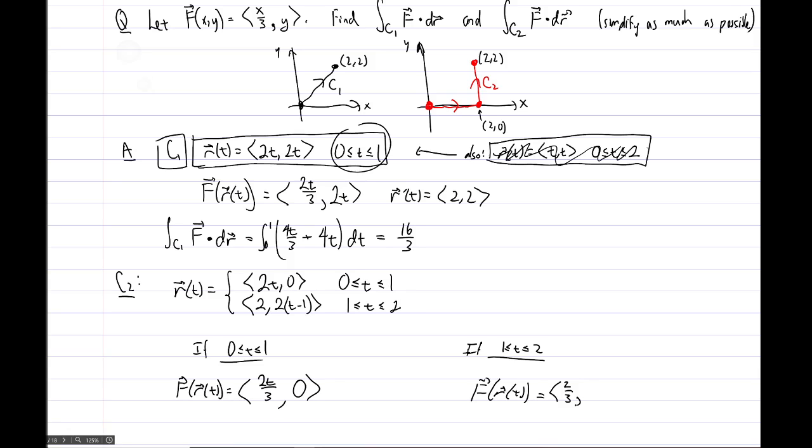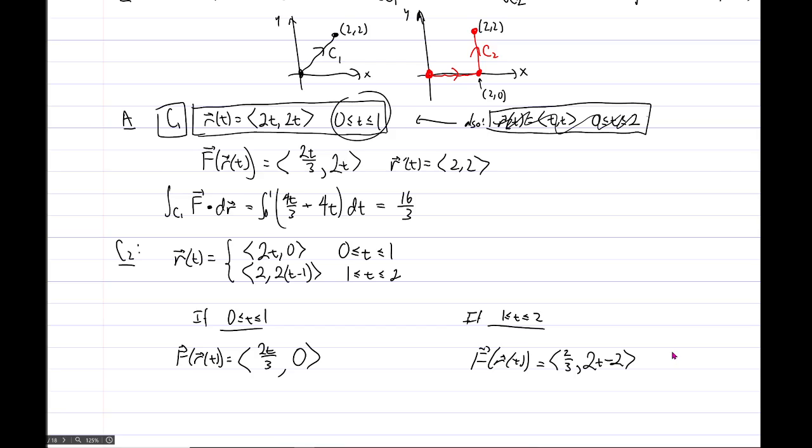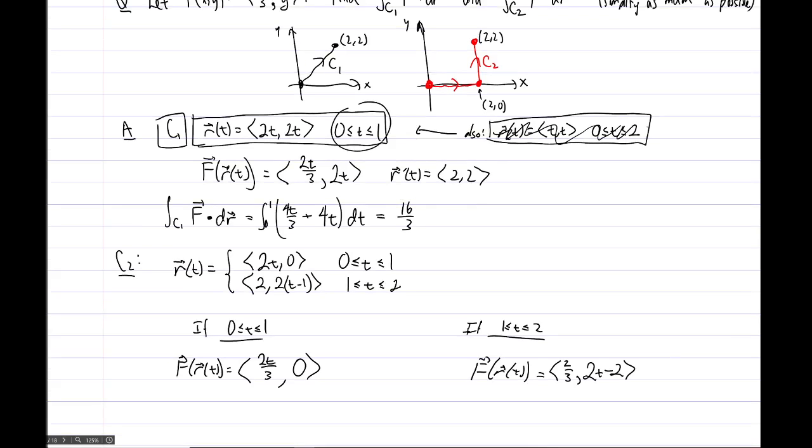And then we just have y, so that's going to be 2 times t minus 1, or 2t minus 2 to write it, distributing it out. We also need the r prime portion, so r prime of t, based on the first part, should be 2 comma 0. And then r prime of t for the second part should be, well, 2 differentiates to 0, and then 2t minus 2 will differentiate to a 2.